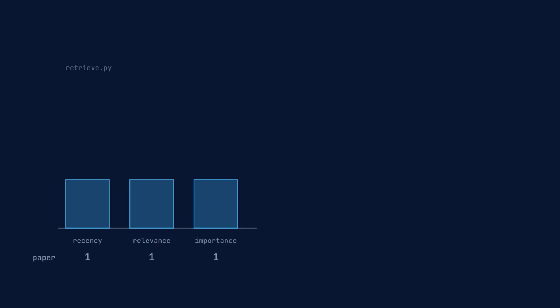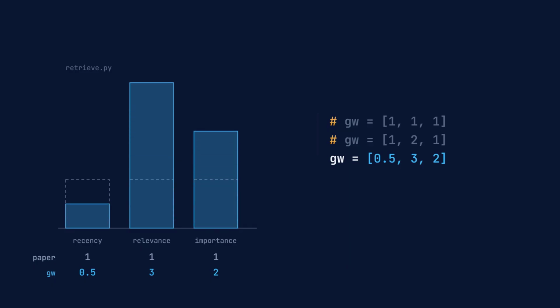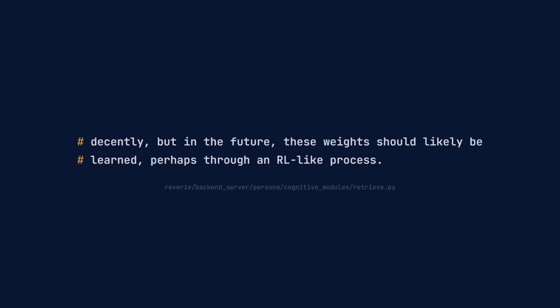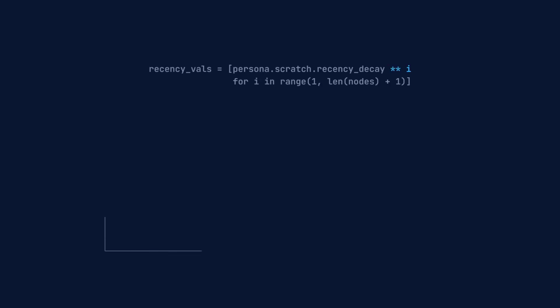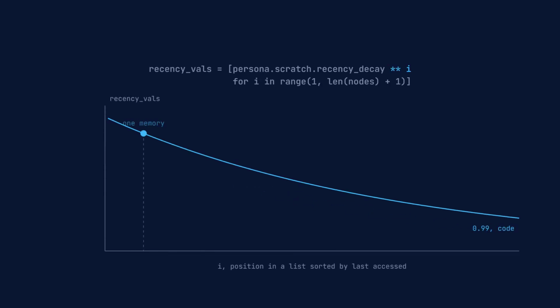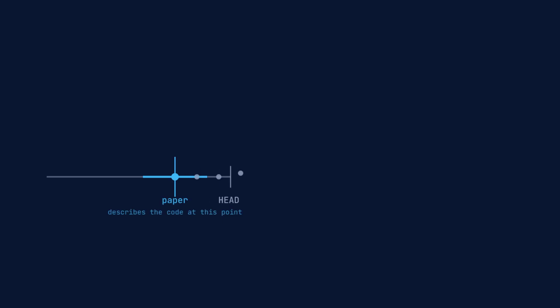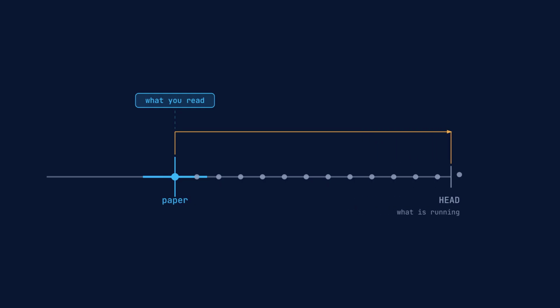The paper says the 3 retrieval weights are all set to 1. The code multiplies by half, 3 and 2, with the equal weights commented out directly above and an author note saying they should probably be learned. And its recency term decays over position in a sorted list, not over elapsed hours. None of this makes the papers dishonest. Research code moves, but if you are choosing a memory system by reading papers, you are choosing something that may not be running.